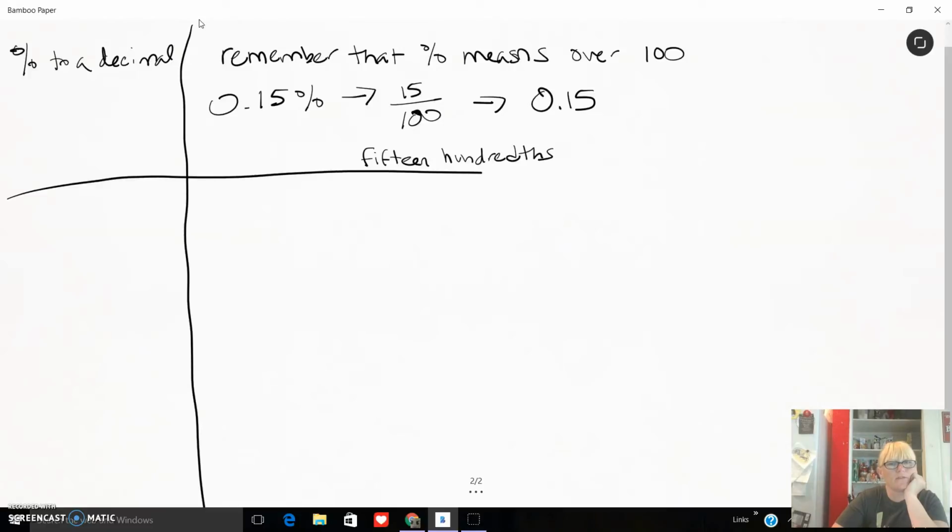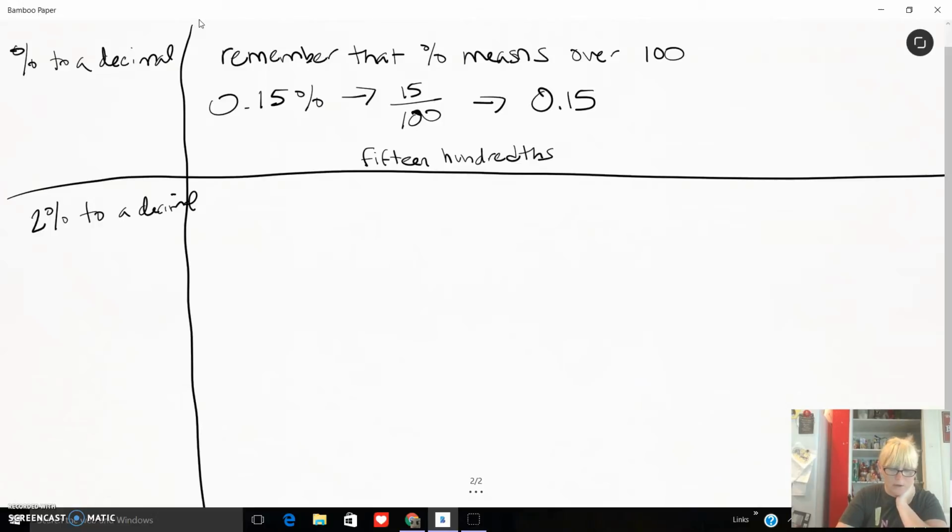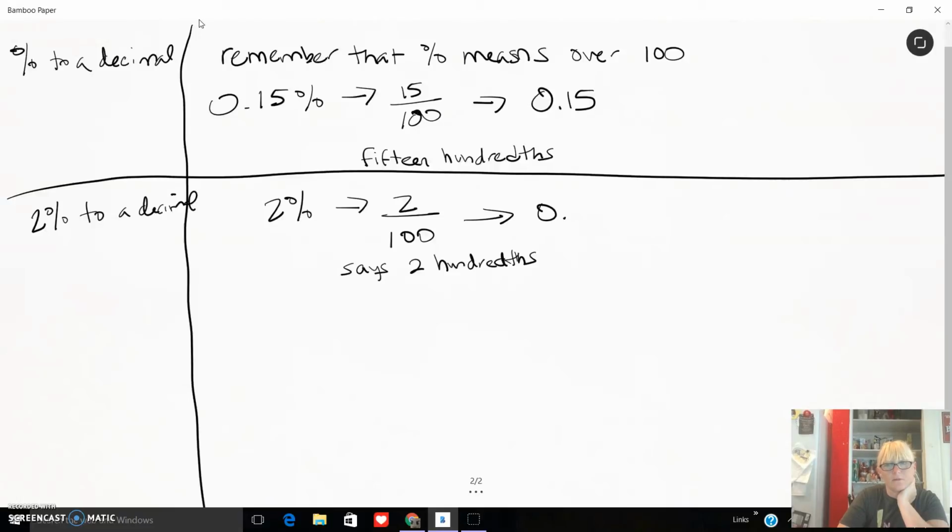All right, so what do you do if you do have a single digit? Let's see, so I have 2% to a decimal. If I have 2%, that tells me over 100, so it's 2 over 100. And this says 2 hundredths. And 2 hundredths looks like this, right? So I'm putting a 0 in front of 2, and then the decimal in front of that as well.